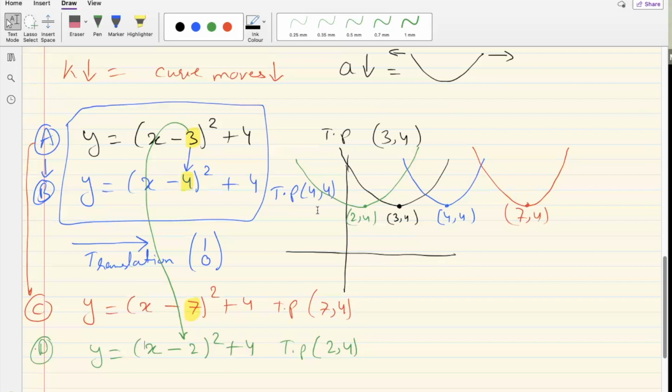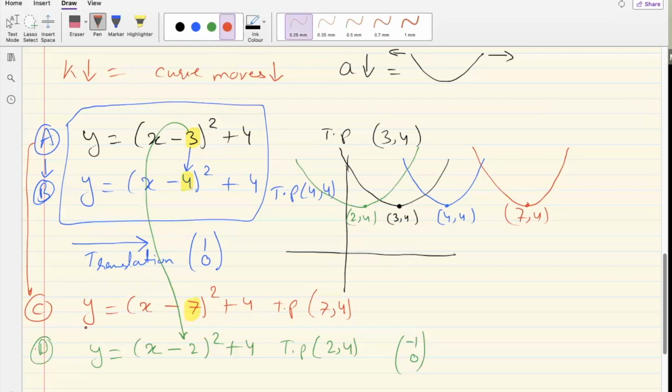There is no restriction in the question to answer in technical form or as theory. For example, I'm comparing A and D. I will say the curve has moved towards the left hand side by 1 unit. Or I can say that it is a translation of (-1, 0). Both are acceptable. Is it clear?